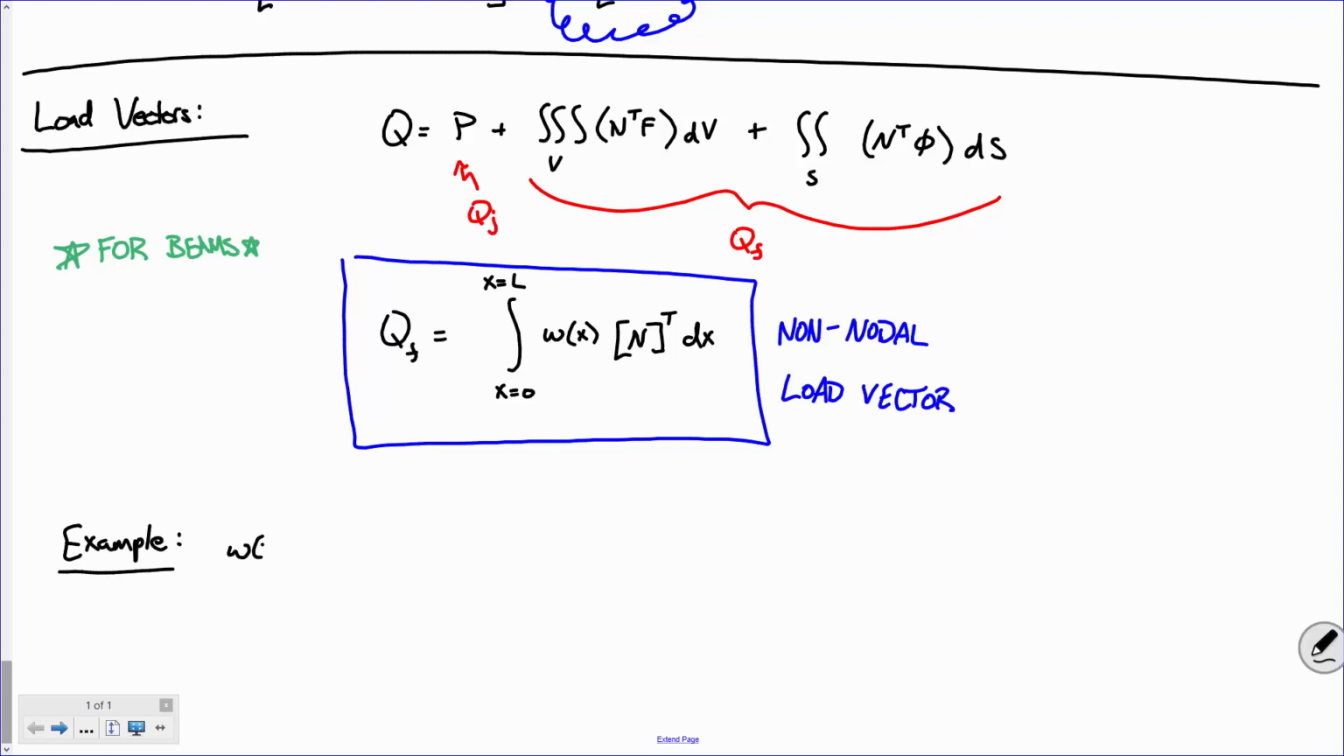Let's say that W of x is some constant value. In other words, what I've got is some element, and all it has on it is a constant load over its length. Does that make sense? So we'll say that this is W of x, but that's a constant.